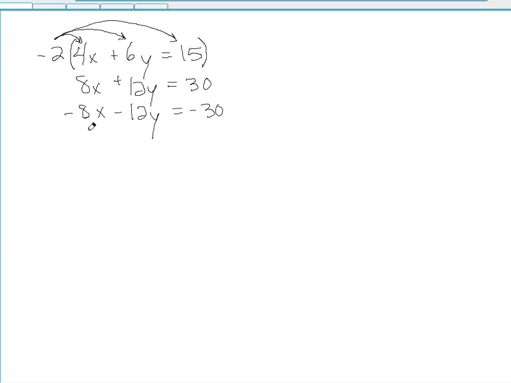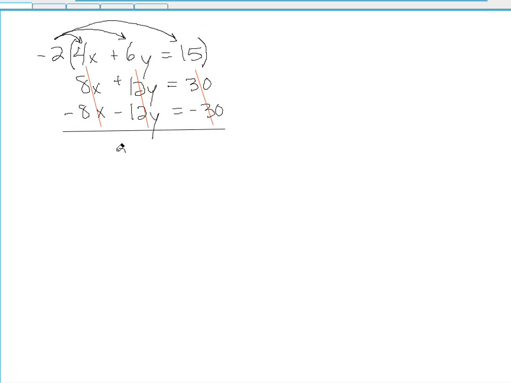Now we can add our equations together, and you can see what happens. Exactly what we wanted to happen. The x's cancel out. But also notice what else happens. The y's also cancel out. They're opposites, 12y and negative 12y. In addition to that, the constants cancel each other out. So here's what you're left with.